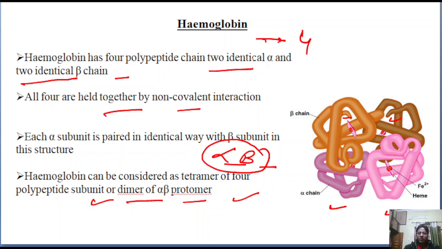So it is a multi-subunit protein. Here the 4 chains make it a tetrameric protein, and all the 4 chains are bound together by non-covalent interactions.